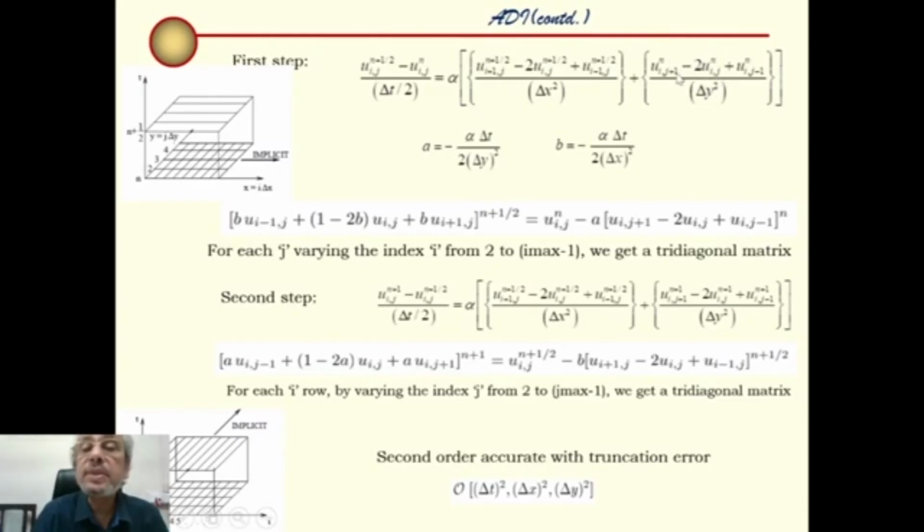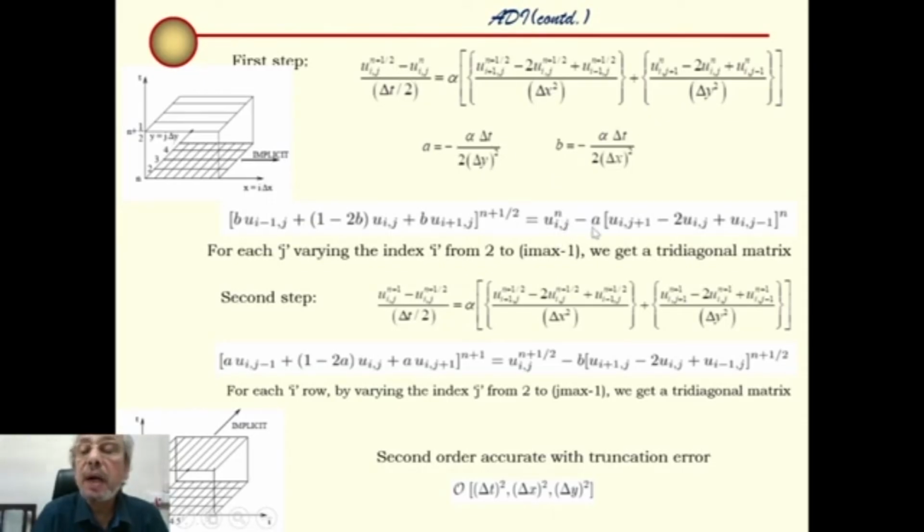Here these terms are known, the n plus half terms are not known. The unknown terms are moved to the left hand side and the known terms to the right hand side, and then we get this equation: b u_(i-1)j minus (1 plus 2b) u_ij plus b u_(i+1)j, where b is given by alpha delta t by twice delta x square. At the n plus half level, these are all unknown. On the right hand side, the nth level values are known. We can now rearrange them.